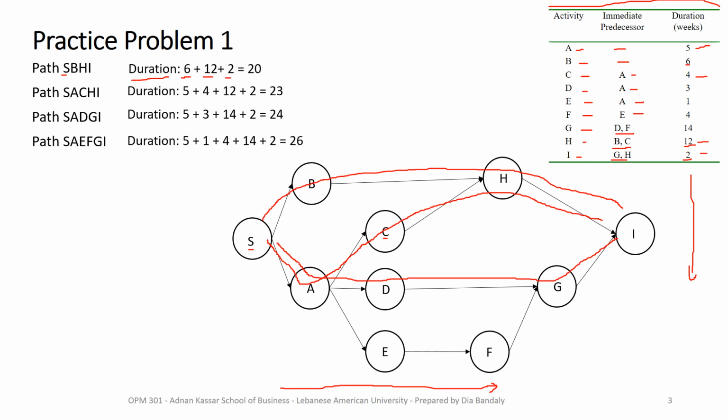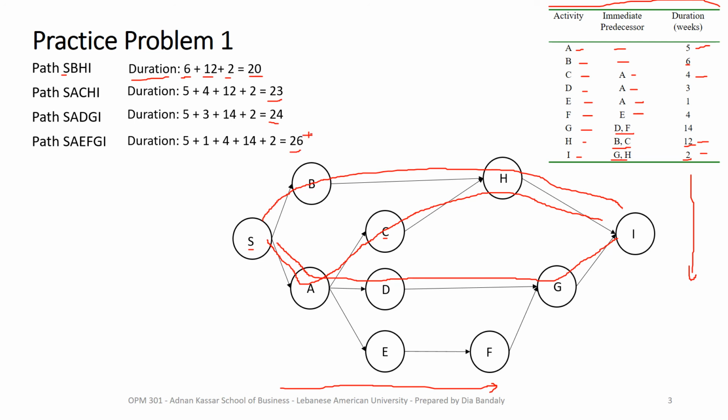So now we have built the PND. We know how our project looks like, and this PND allowed us to find all the paths, and finding each path allowed us then to find its duration. So we found that the paths have a duration of 20 for the first path, 23, 24, and 26. Obviously, 26 is the longest.